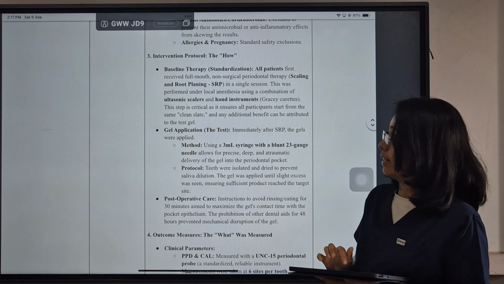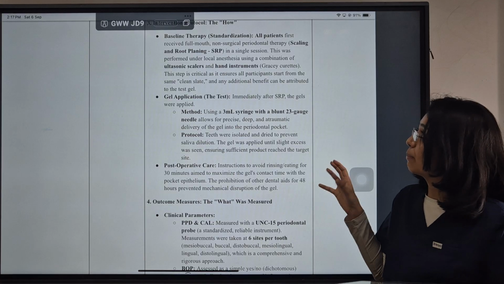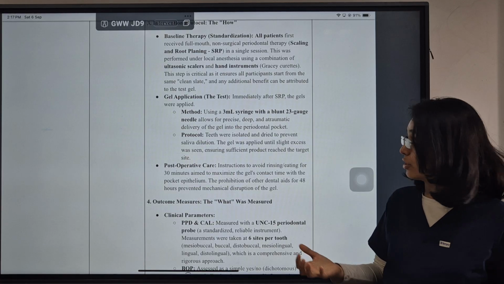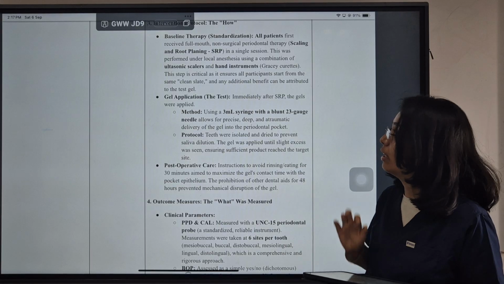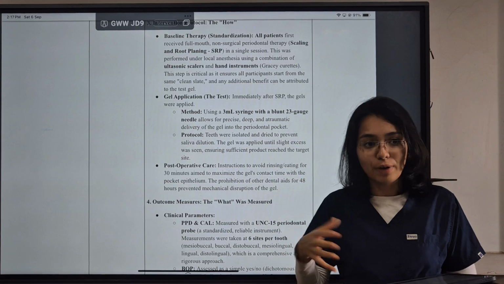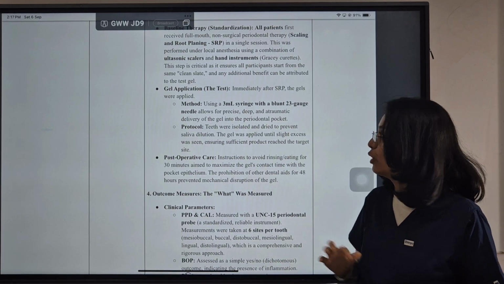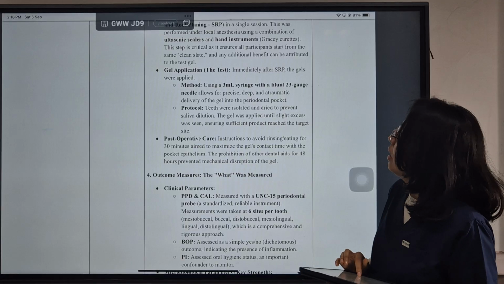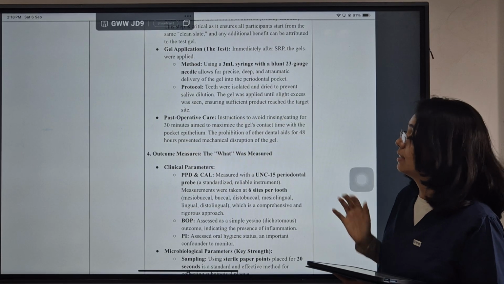So they proceeded to the intervention protocol, where the baseline standardization of all patients was done. And then after standardization, the scaling and root planing was carried out using a combination of ultrasonic and hand instruments. For hand instruments, they used Gracey curettes as usual. And then the gel application was done. This was basically the test.